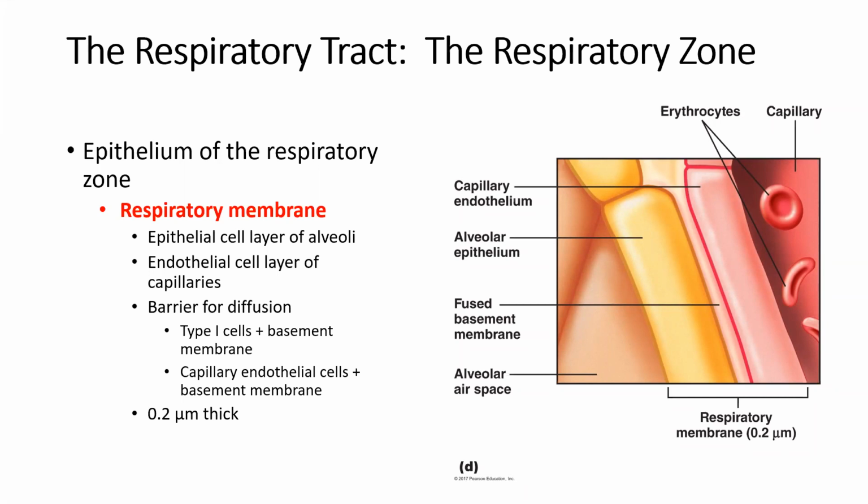So we have a very thin layer here that creates that respiratory membrane. We have the epithelial cell, that type 1 alveolar cell. We've got the endothelial cell of the capillary, and then we have a combined or fused basement membrane. And that constitutes the very thin respiratory membrane.